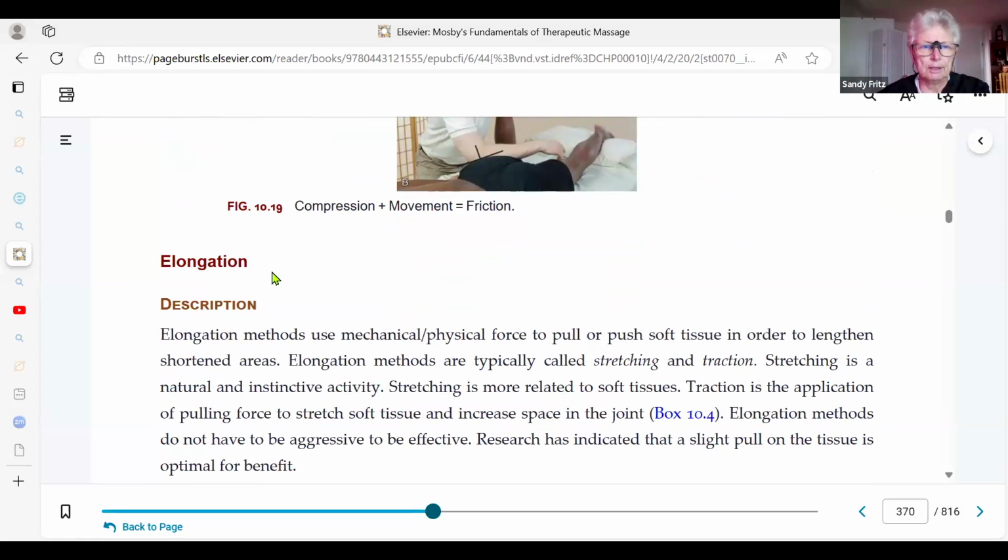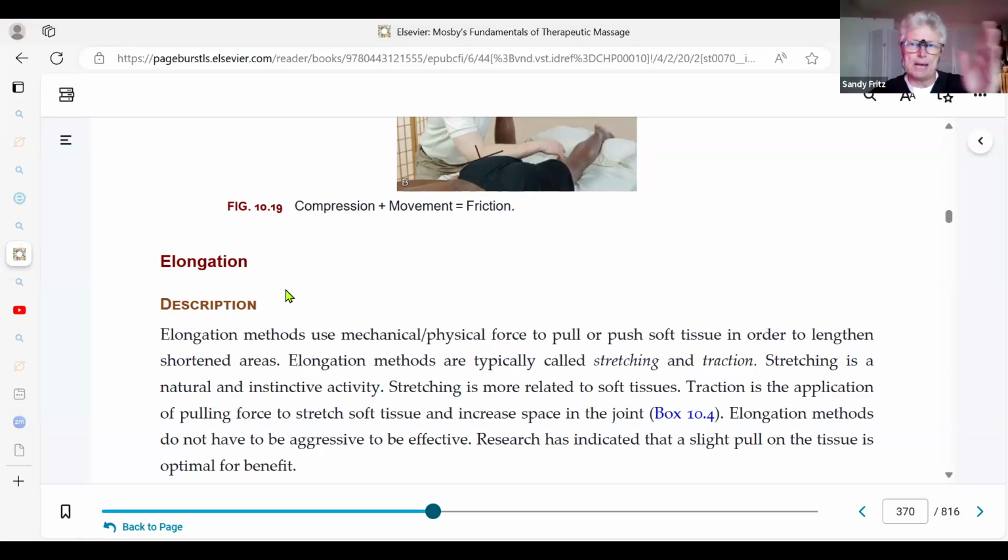Elongation. This is taking things apart. This is an entry-level analysis word. It is not specific, it's an aspect of stretching. If you're going to stretch something, you have elongated it. But stretching is where you move beyond the physiological range and try to extend that range a little bit.